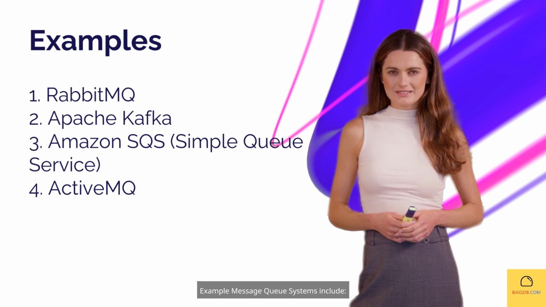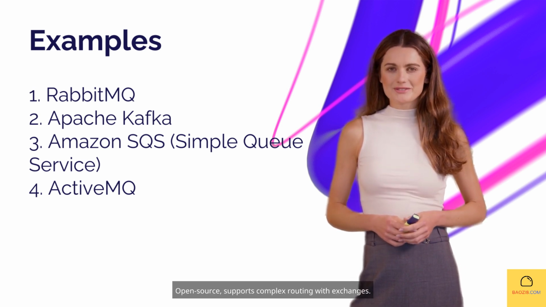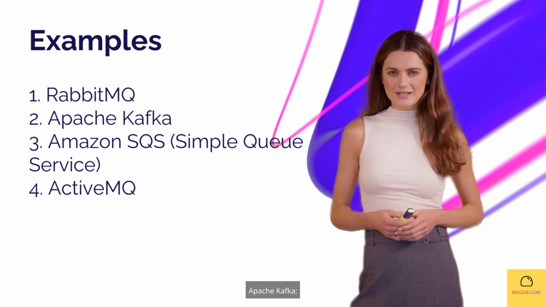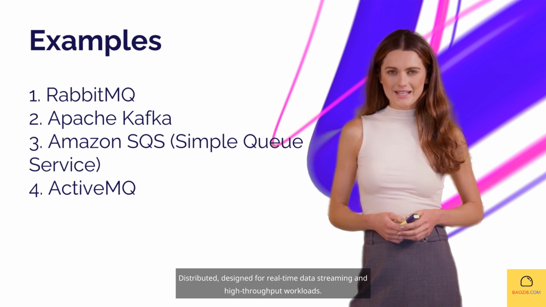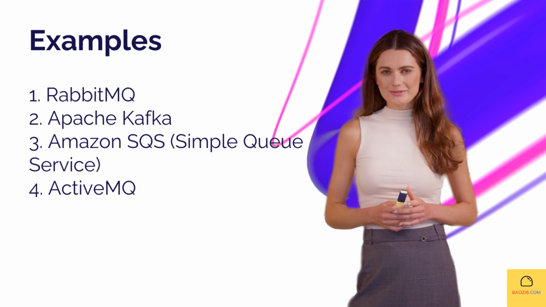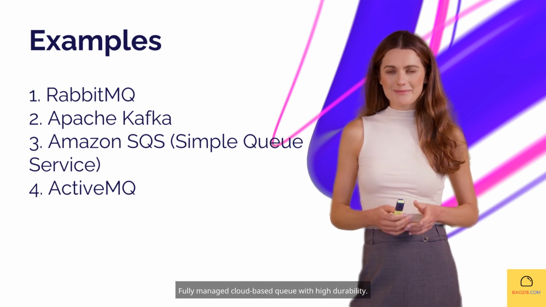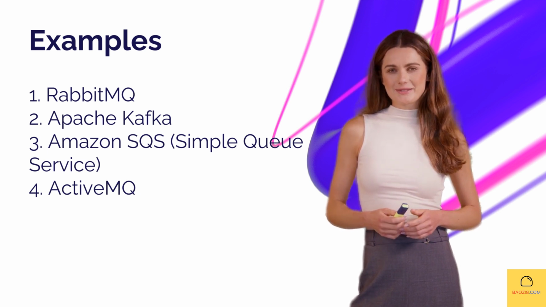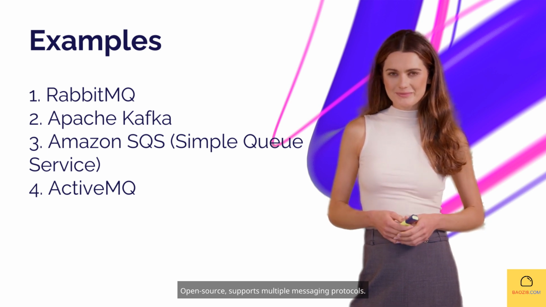Example message queue systems include 1. RabbitMQ. Open source, supports complex routing with exchanges. 2. Apache Kafka. Distributed, designed for real-time data streaming and high-throughput workloads. 3. Amazon SQS, simple queue service. Fully managed cloud-based queue with high durability. 4. ActiveMQ. Open source, supports multiple messaging protocols.